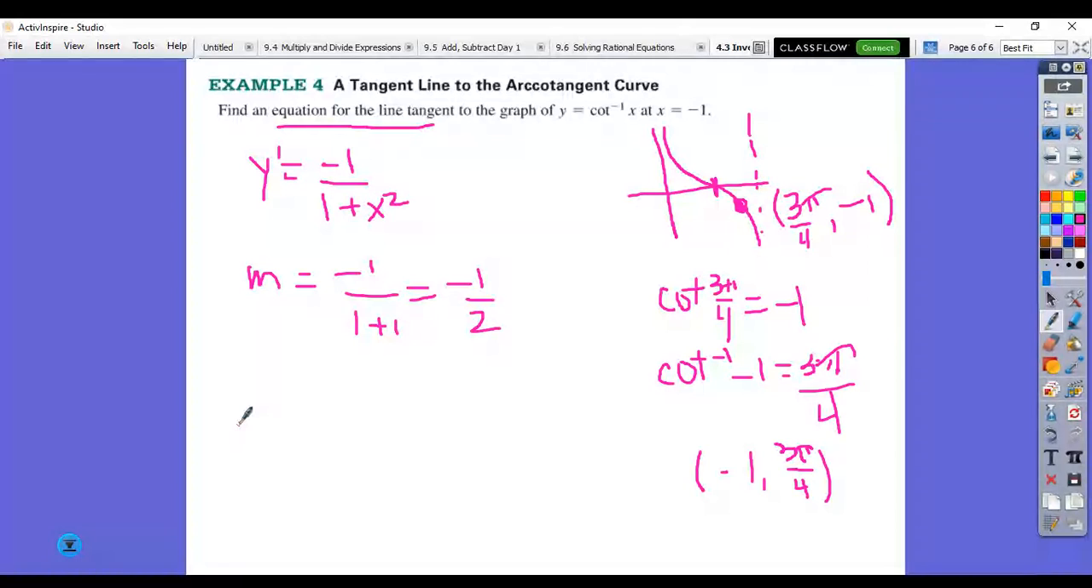So when we do our equation, we have y minus the y value equals our slope times x minus our x, which is -1. So we have x plus 1. And that is our inverses.